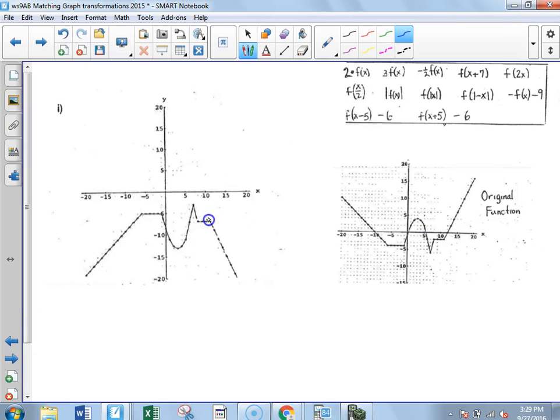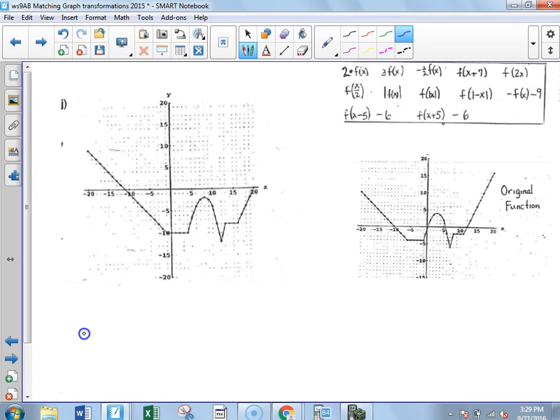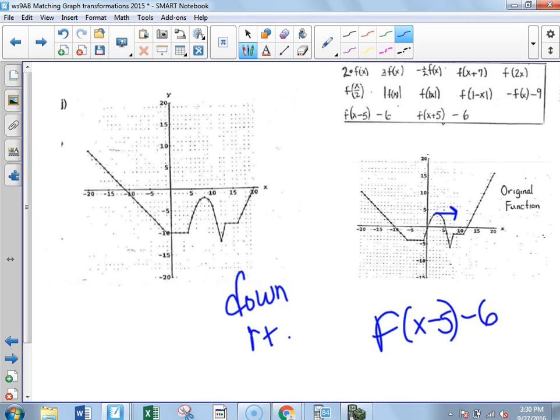Then we got easy ones left. This is reflected upside down, but what else? Down 9. It's the only choice, right? And this is down, but also what? To the right. Do you see that it went to the right a little bit? What's that one? Down and right was... Is that the last one or not?